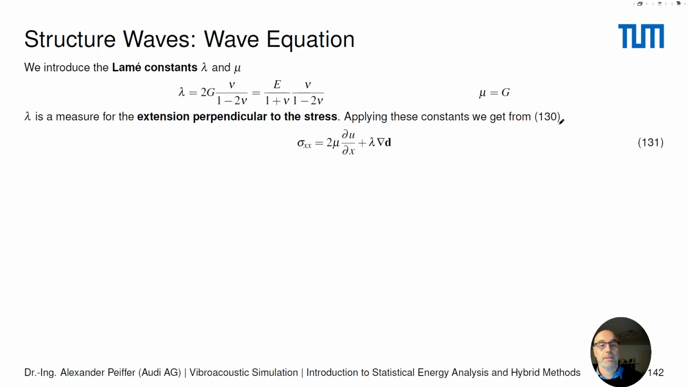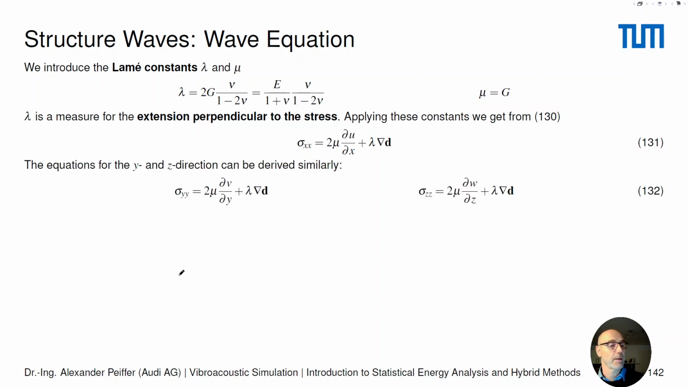If we put this constant into equation 130, we would get this formulation. So you see why we use that. This combination of expressions is now just expressed by lambda, making this equation quite a bit more handy. As mentioned before, the same equation holds for all the other directions, but we have to exchange coordinates a little bit. So now we have x, y, and z on board.